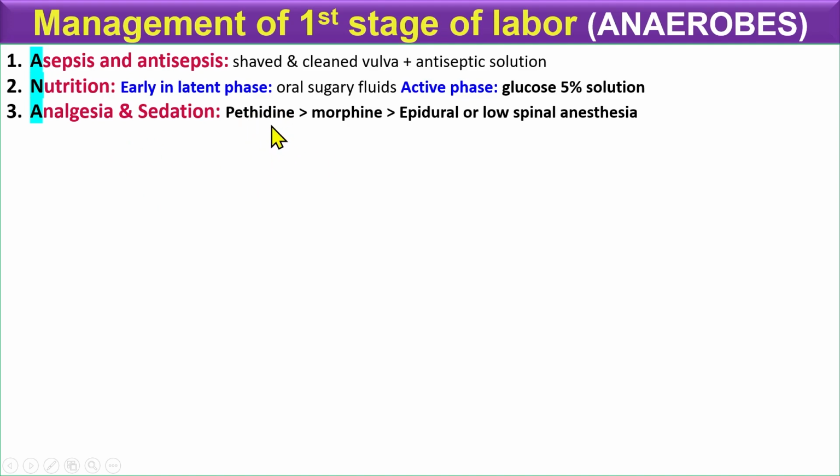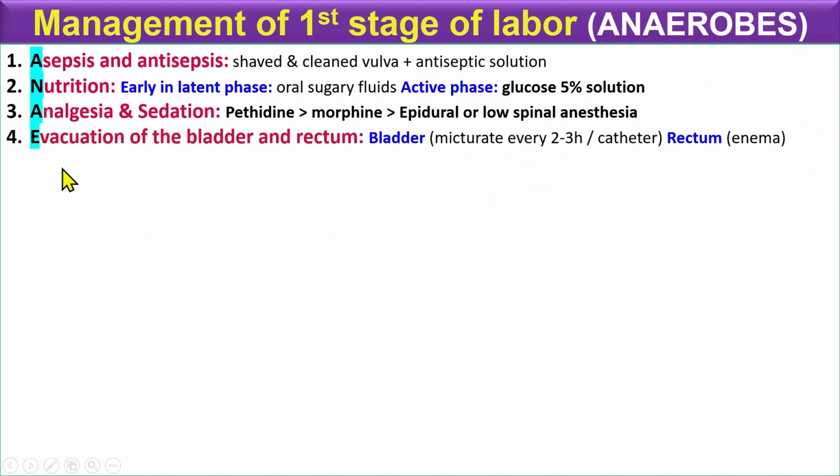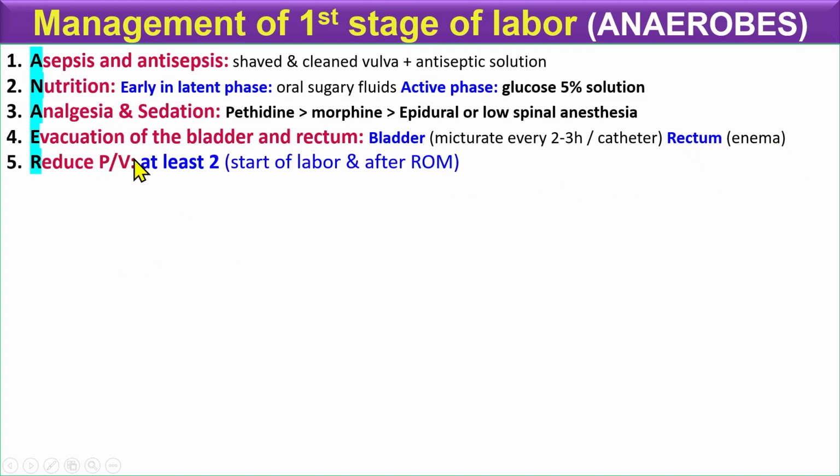So the better choice is the pethidine, and then the morphine, or you can give the epidural or the low spinal anesthesia. Okay. And evacuation of the bladder and rectum, the bladder by catheterization every 2 to 3 hours. So you should empty the bladder, okay, and the rectum by giving the enema, and you should reduce the per vaginal examination to at least two: at the start of labor and after the rupture of membranes, okay.